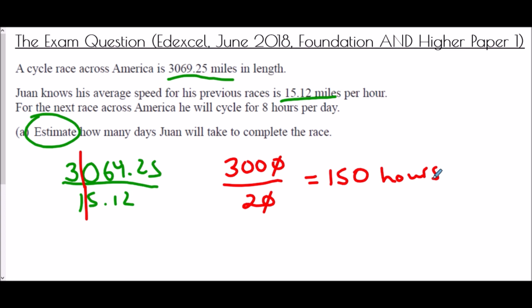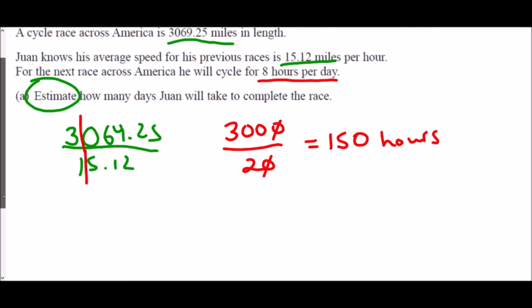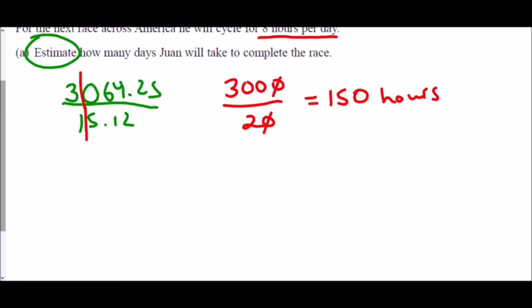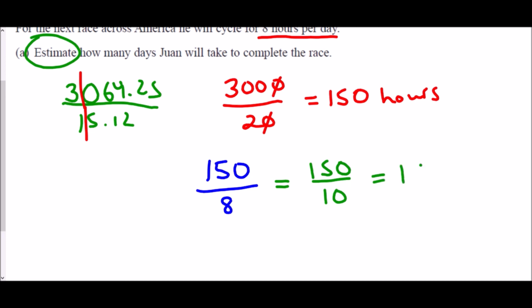Now he says he will cycle for 8 hours per day. Therefore, in order to work out how many days it's going to take, what we're going to have to do is take 150 hours and divide it by 8. Now we could do 150 divided by 8, it wouldn't be too difficult, but again, as it's an estimate, why not make it a little bit easier? Let's go with 150 over 10, rounded here to the nearest 10. And so we could say 15 days.